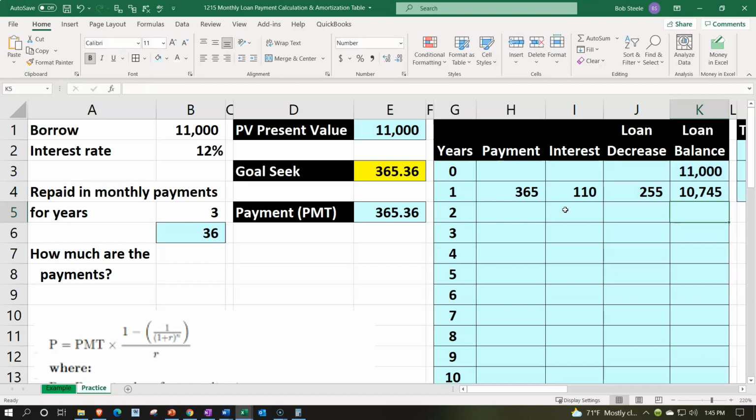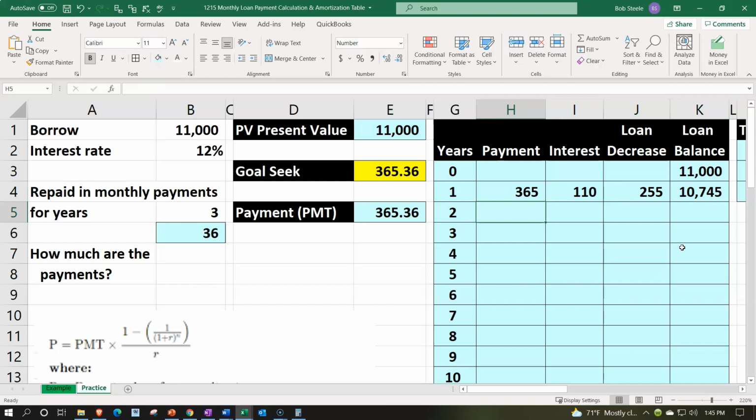So if we were to record this in an accounting system, we'd have the loan balance at 11,000. We'd pay, cash goes down 365, but 110 of it is interest expense, and the loan is only going to be decreased by 255. So once recorded, the new balance would then be 10,745.